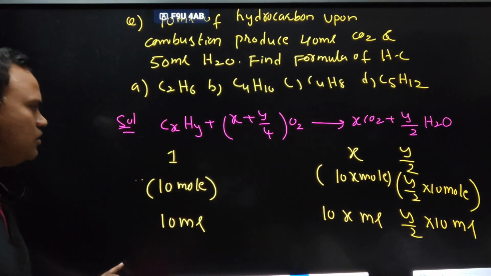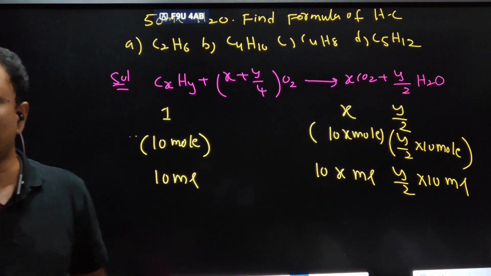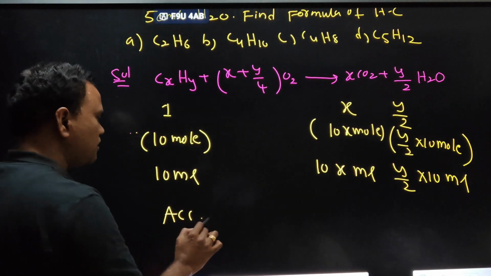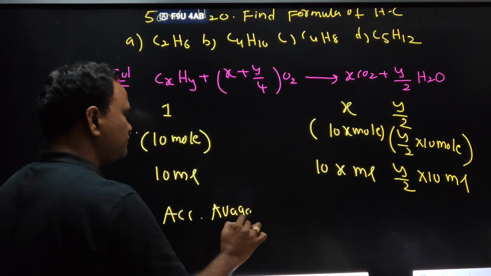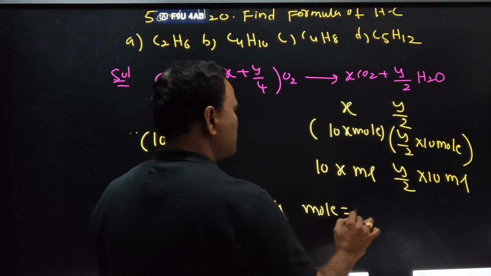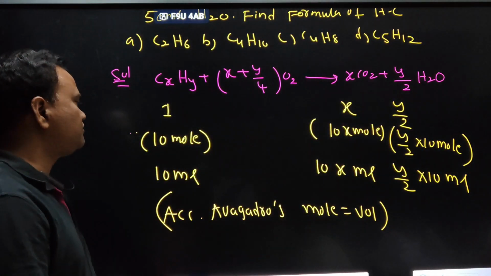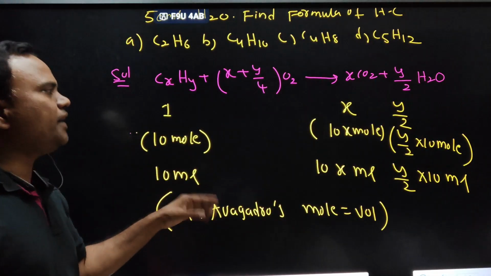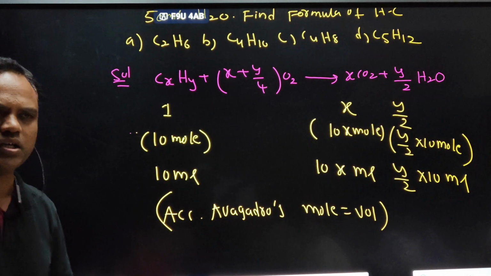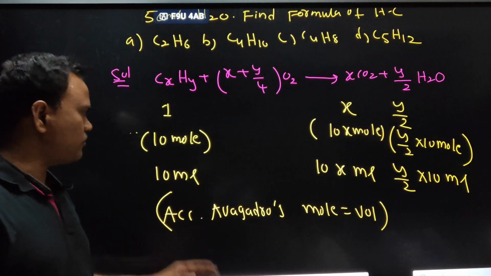According to Avogadro's law, moles can be considered as volume. Mole is nothing but volume in case of gases, reactants and gases products. First we wrote mole and we took that mole as volume directly. According to Avogadro we can take, because Avogadro's law is related to the number of moles and volume.